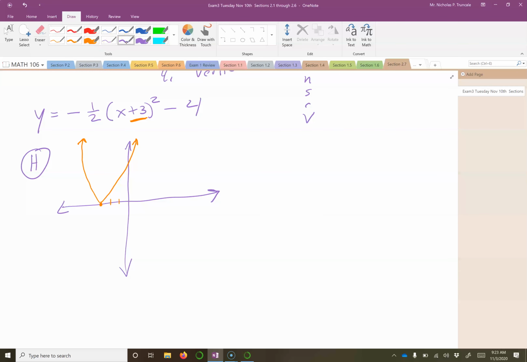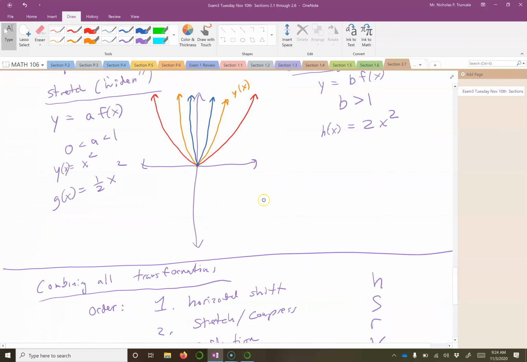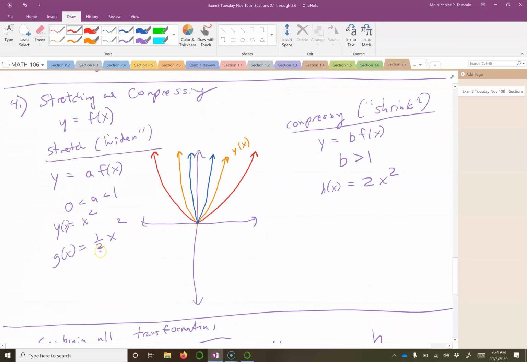The next thing is we're going to look at stretching and compressing. So we're going to take that same parabola, now that it has been shifted, 1, 2, 3. All right, we know it's here. All right, what does that -1/2 do? Well, up in our example, -1/2, since that's between 0 and 1, that's going to cause a widening of the function.